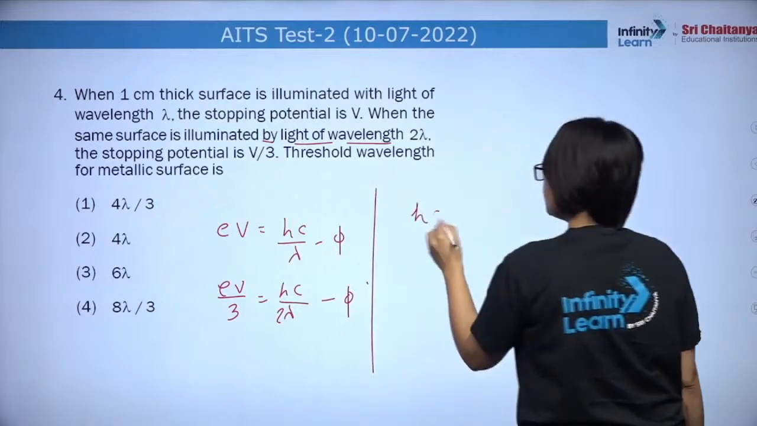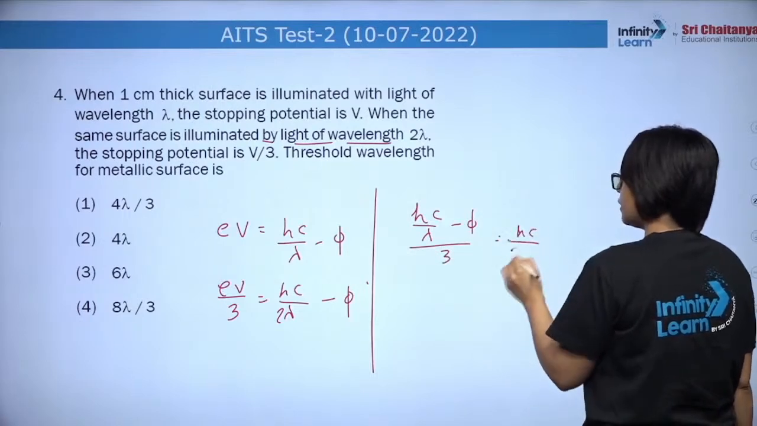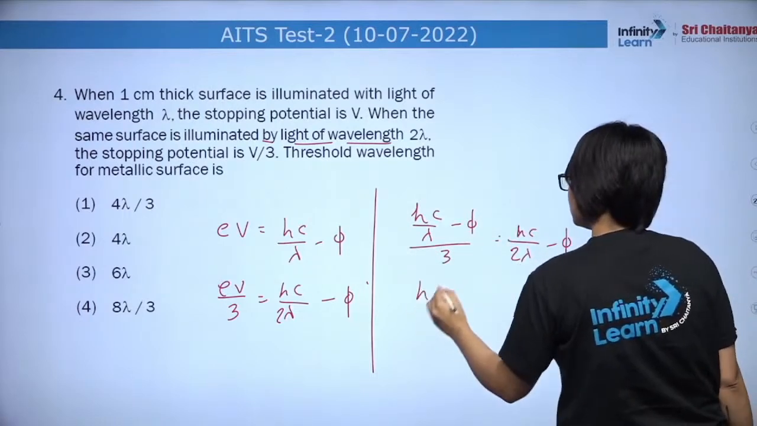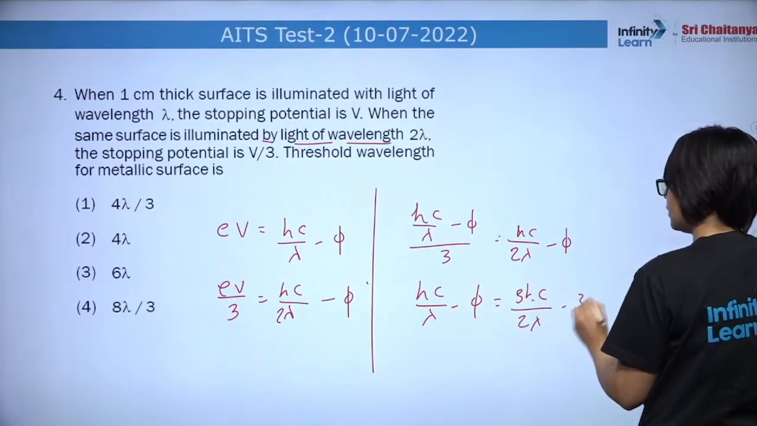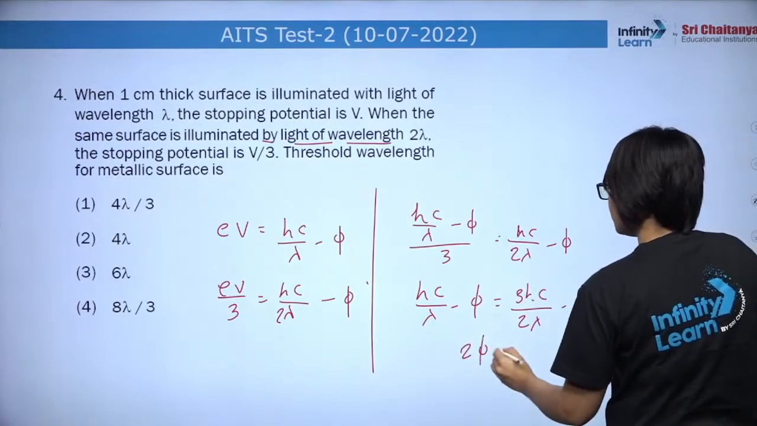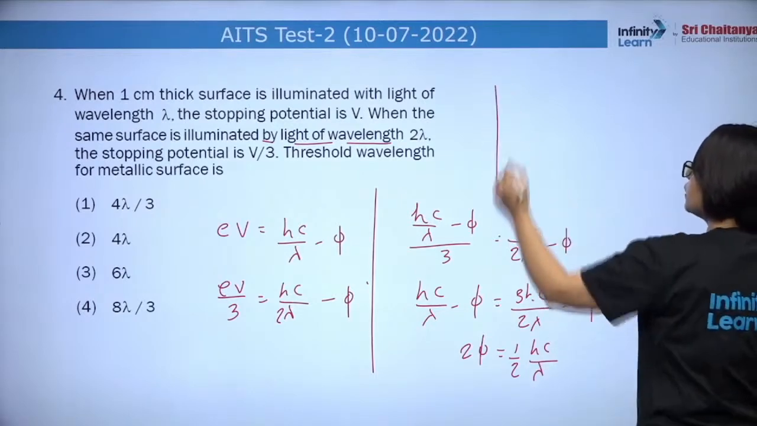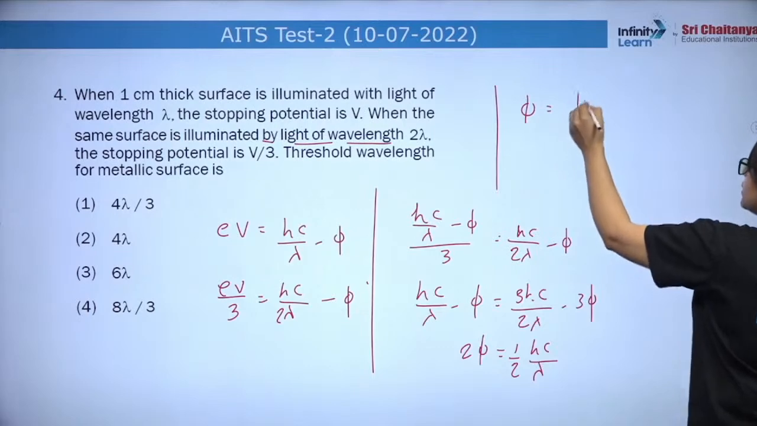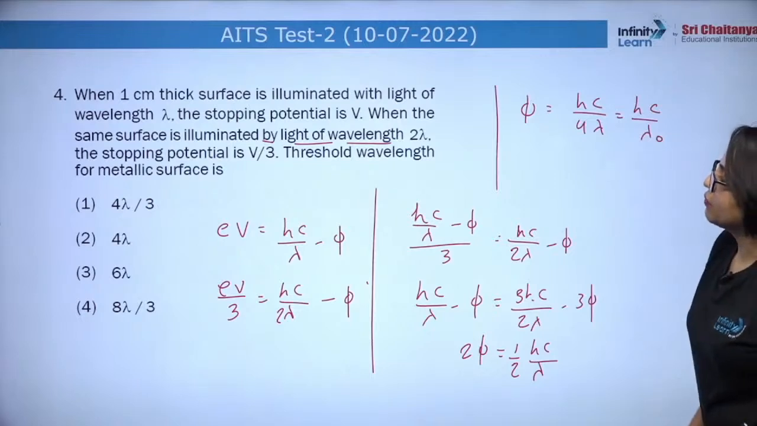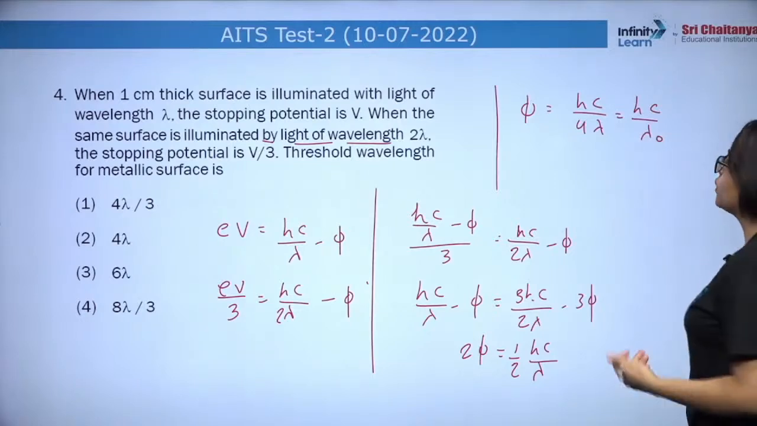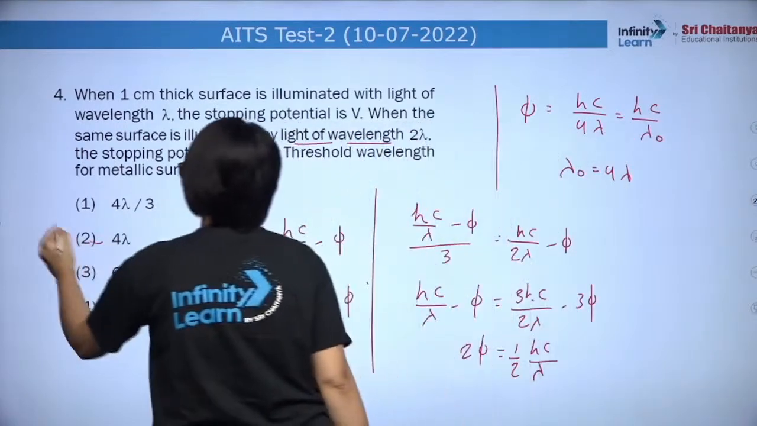So it will be (hc by lambda minus phi) divided by 3 is equal to hc divided by 2 lambda minus phi. So hc by lambda minus phi is equal to 3hc divided by 2 lambda minus 3 phi. So this 2 phi will give you 1/2 hc divided by lambda. From this you can find the value of phi as hc divided by 4 lambda, and it is equal to hc divided by lambda naught, because work function is hc divided by threshold wavelength. So lambda naught will be 4 lambda, and it will give you an answer of 2.